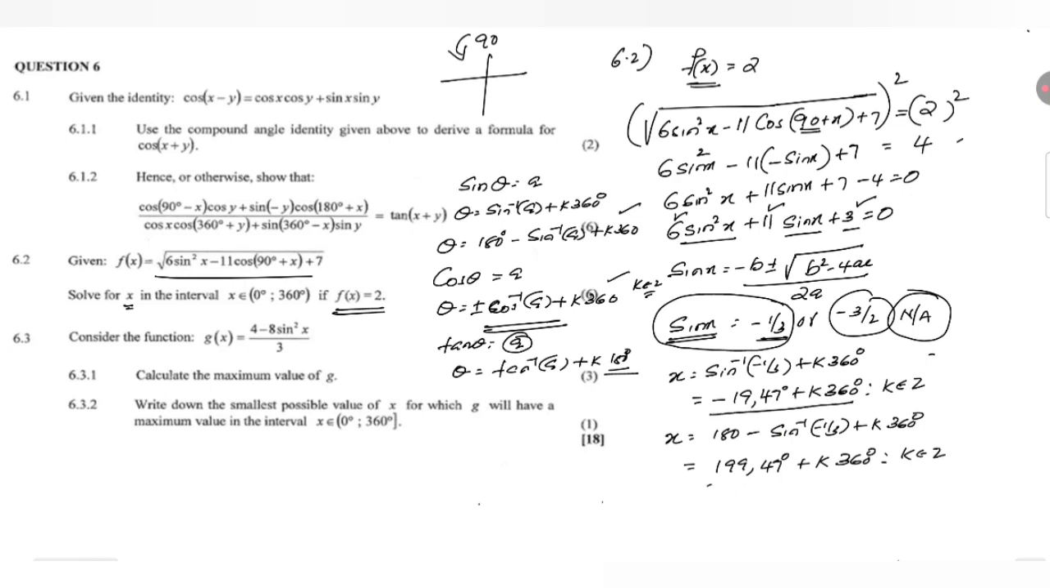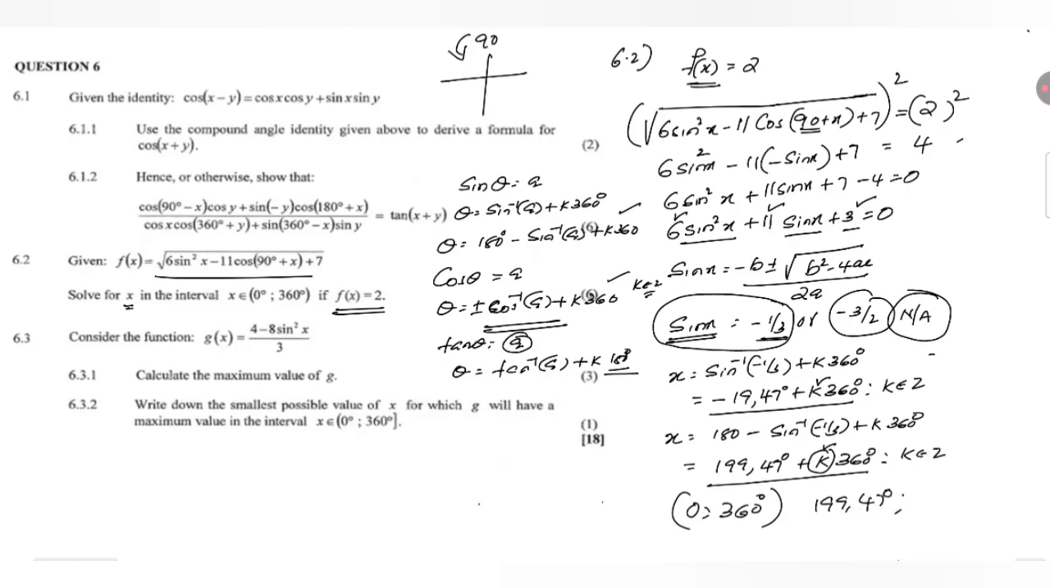We haven't finished, because we got two general solutions. One is this one, the other one is this one, isn't it? Now you have to replace different values of k and check what the solutions are in the interval 0 to 360. You only want that. I think when k is equal to 0 here, you will get one solution. What is that one solution? 199.47, one solution.